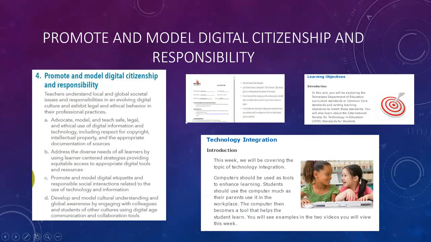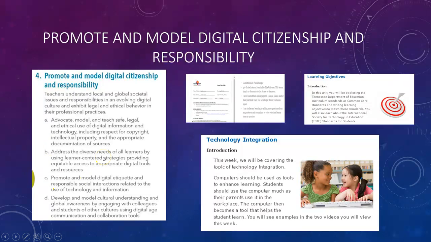situations. The fourth one is to promote and model digital citizenship and responsibility, which teachers understand local and global societal issues and responsibilities in evolving digital culture and exhibit legal and ethical behavior in their professional practices. They advocate, model, and teach safe, legal, and ethical use of digital information and technology, including respect for copyright, intellectual property, and the appropriate documentation of sources.